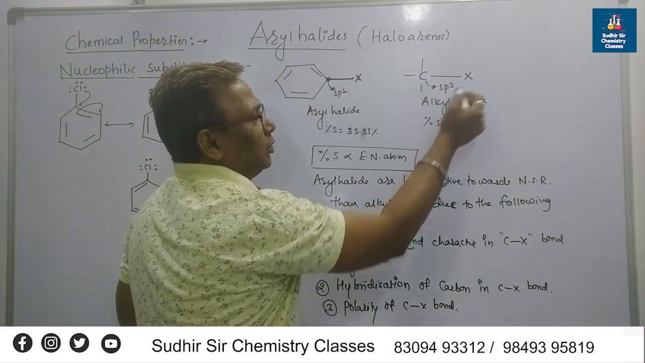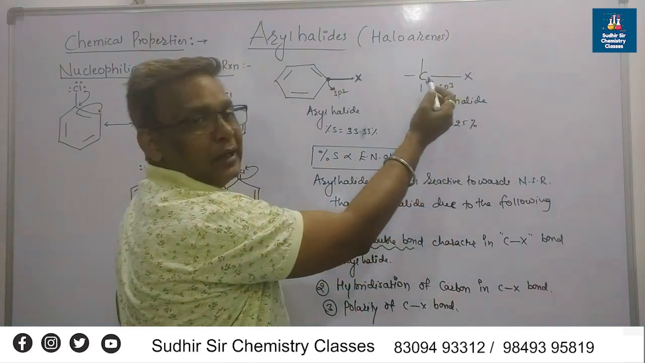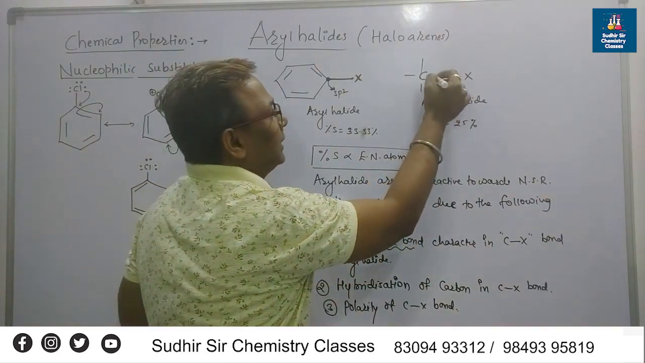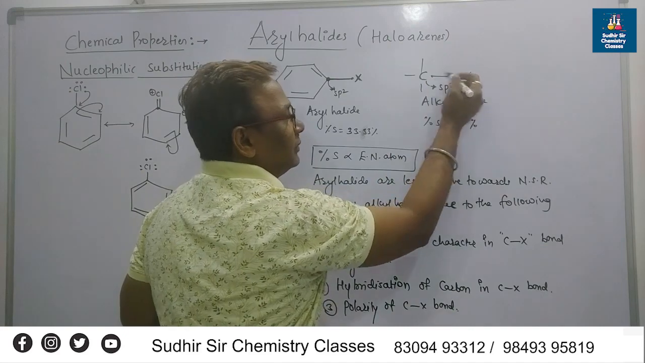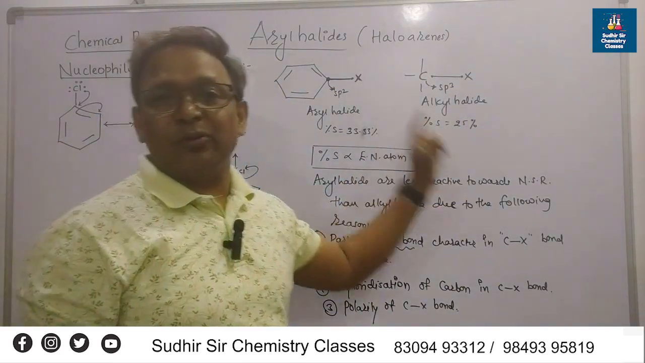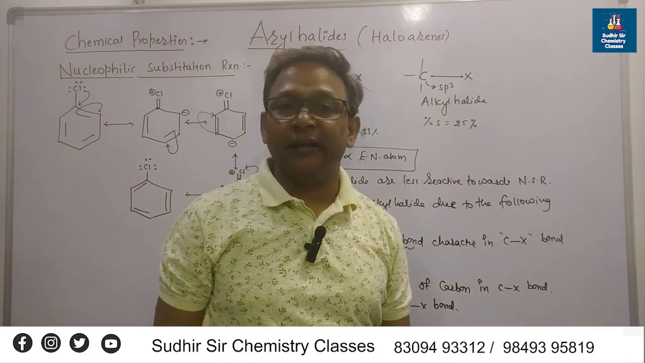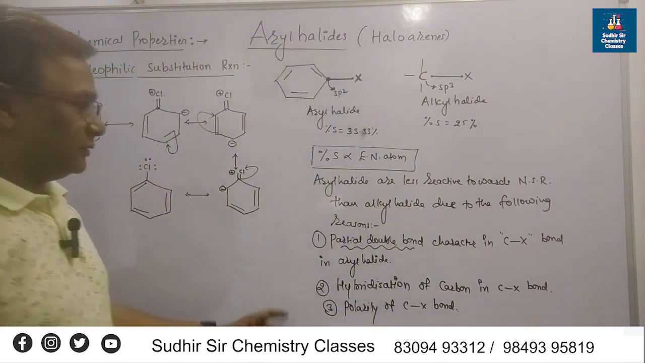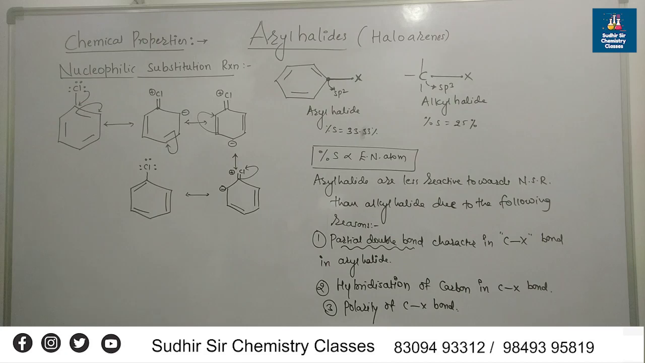The carbon-halogen bond of alkyl halide will have more polarity, beta. The more the polarity, the more the reactivity. So we can say alkyl halide is more reactive toward SN reactions than the aryl halide. These are the three reasons, beta, which I have given. Some more reasons are there, but no use. Anyway, I'll tell you, beta.